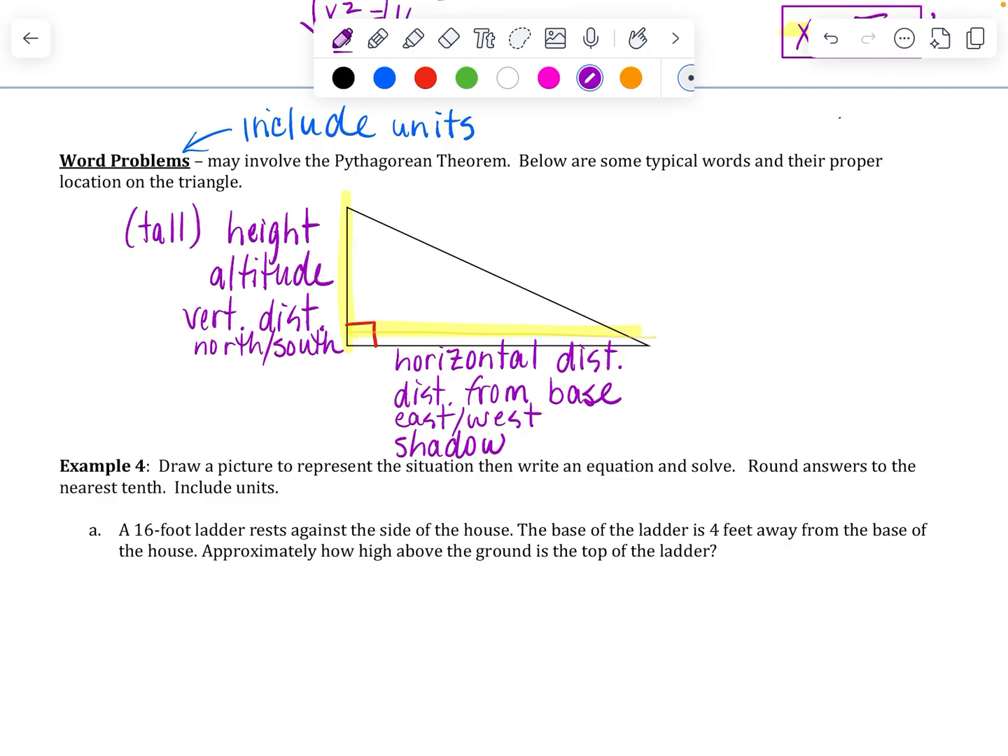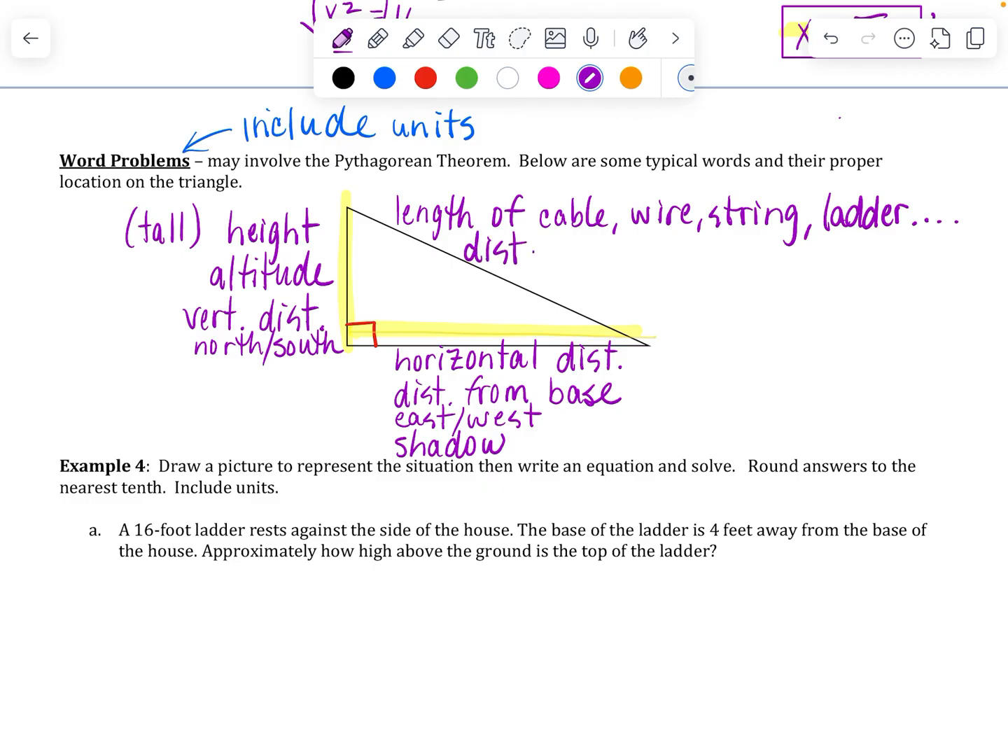All right, and then finally, our hypotenuse. What kind of words would we see that let us know we should be labeling our hypotenuse? If they ever talk about the length of something like a cable, a wire, a string, a ladder, I'm sure there's more, but those are the typical ones. I'm going to write "..." because there could be more. Those things should be your hypotenuse.